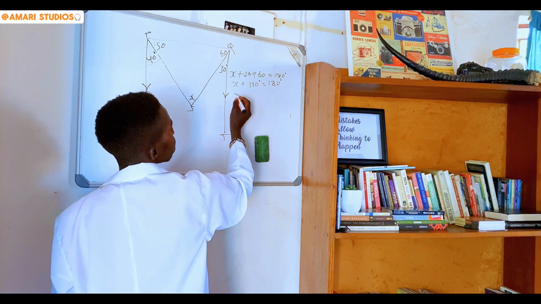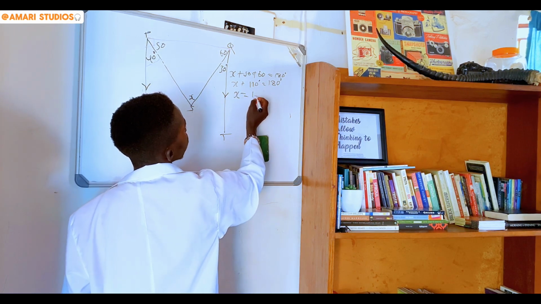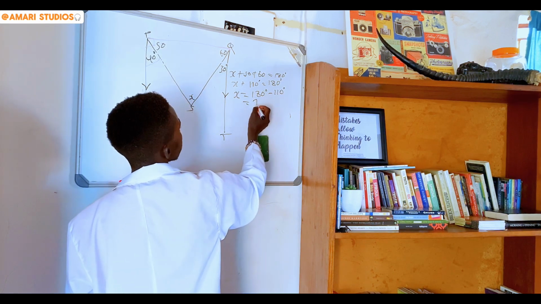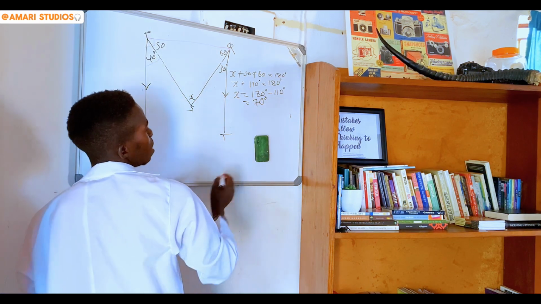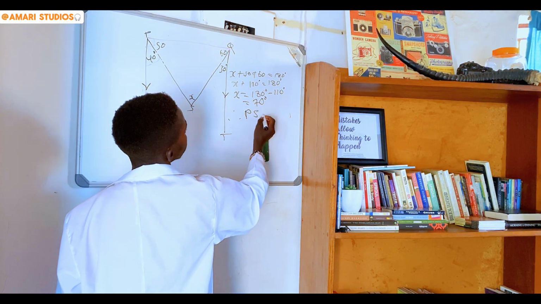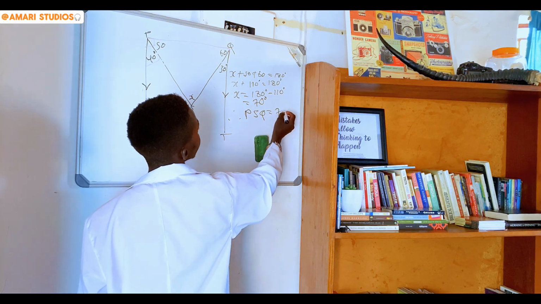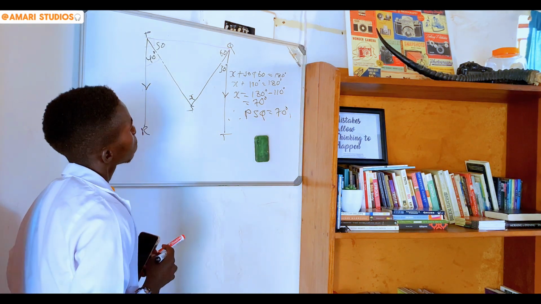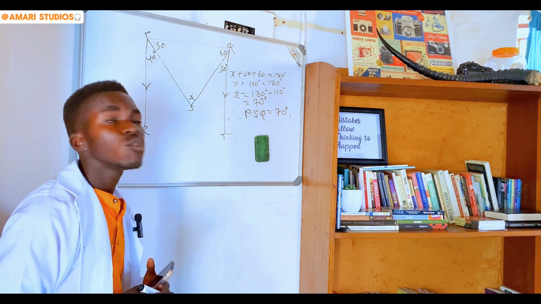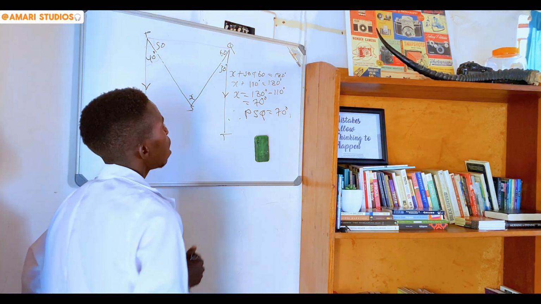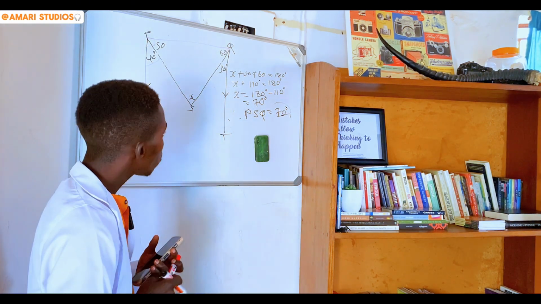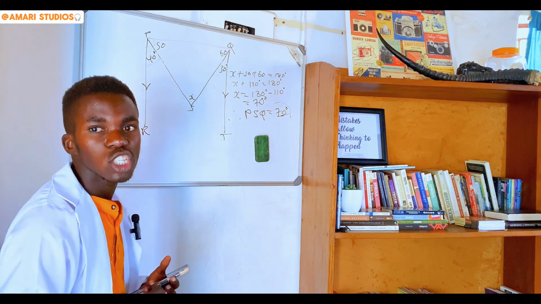Then X is equal to 180 degrees minus 110 degrees, of which your final answer there is going to be 70 degrees. So you're going to say, therefore, PSQ is equal to 70 degrees. There are many ways in which you can solve this question. You still end up with the same answer, which in this case will still be 70 degrees. So that is the end of our session.